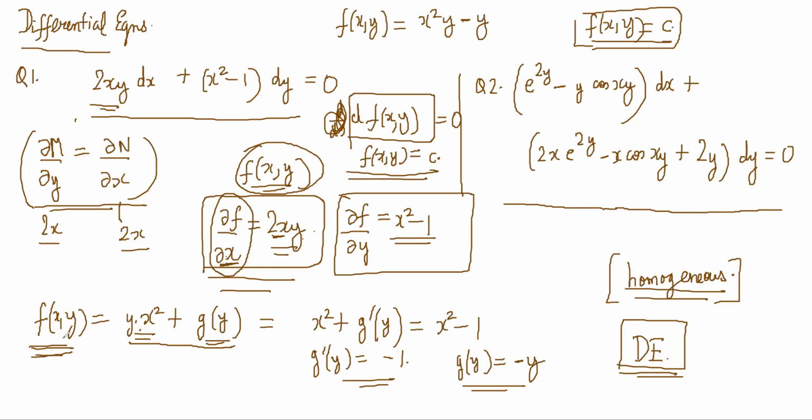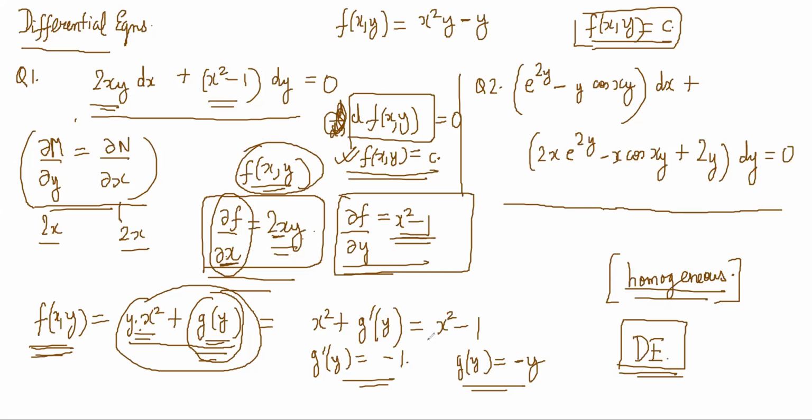The other part of it, we already know that dou f by dou y is x square minus 1. So we make use of that to find out our g of y. This is unknown right now, so we have to fix it before we can write the solution. To fix this, we do dou by dou y of this f of x y, which should be equal to the x square minus 1 from earlier.